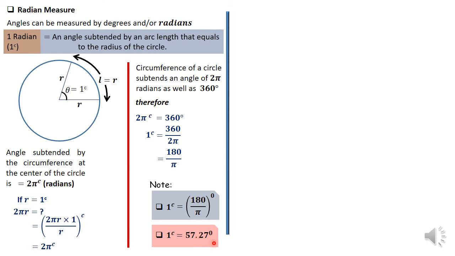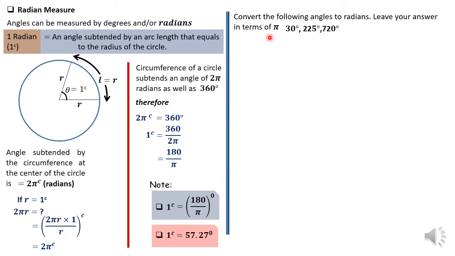So now let's turn to an exercise, and there's a question there. Convert the following angles to radians. Leave your answer in terms of pi. You're given 3 questions: 30, 225, 720 degrees. Turning to the first one, we're going to say if 180 over pi degrees equals 1 radian, what about 30 degrees? It's required of us to just do a cross multiplication. 30 times 1 divided by 180 over pi, and therefore the answer will be pi over 6 radians.